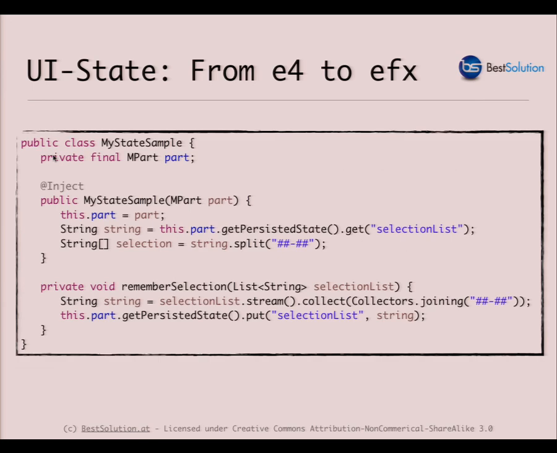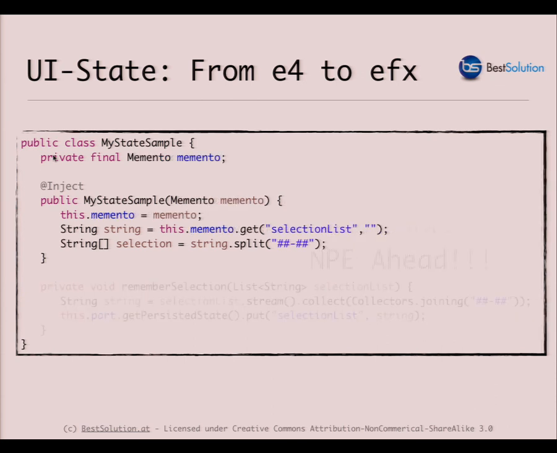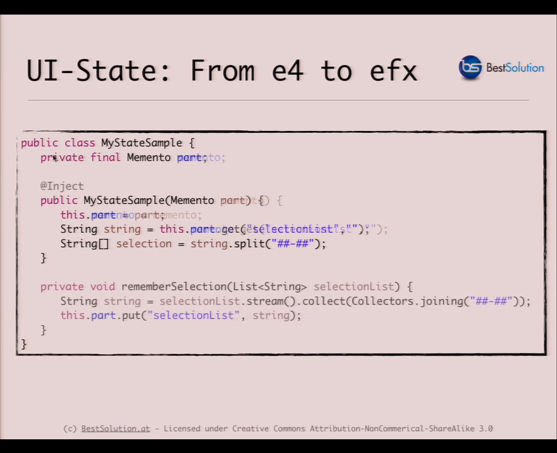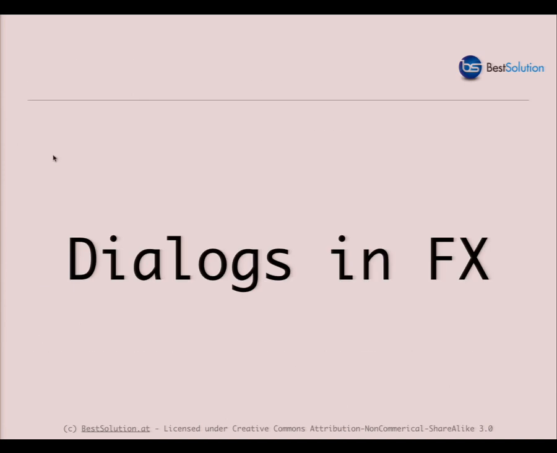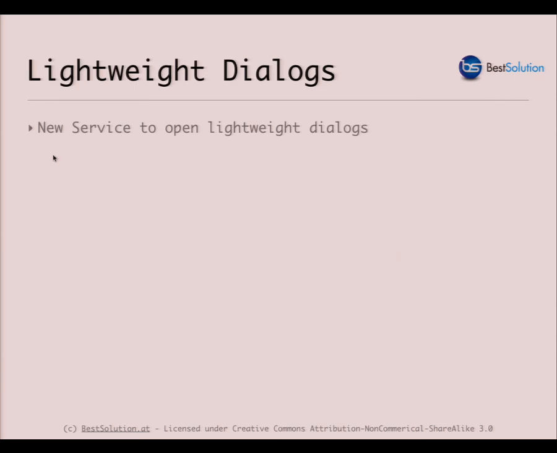For my state, the situation is very equal. We have the my state example here. Once more, NPE ahead. If this is the first time, we will get an NPE here because we're accessing a value that is not yet stored. But the story is the same. The memento has a get. You have a default that you can pass on if it's null. You can store the string. And if you really want to store more complex information, you can pass a serializer that does the serialization and deserialization for you.